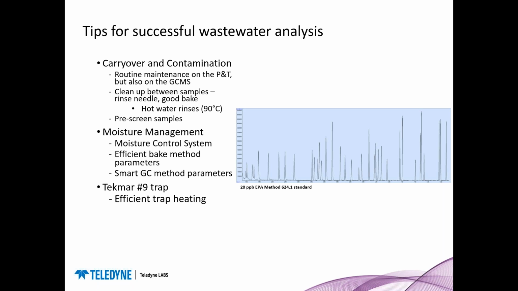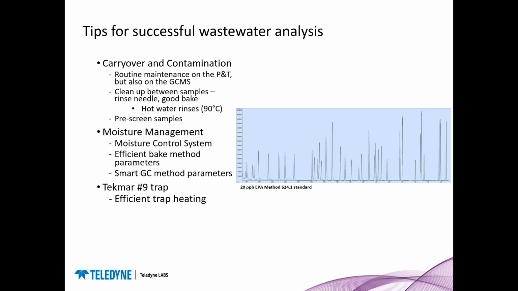And as you can see on the right, we have a 20 ppb 624.1 standard showing minimal water interference at the beginning of the chromatogram and very sharp peaks from the middle to the end. And that can be attributed to our moisture control system trying to pull out as much moisture from that sample before it reaches the GC.